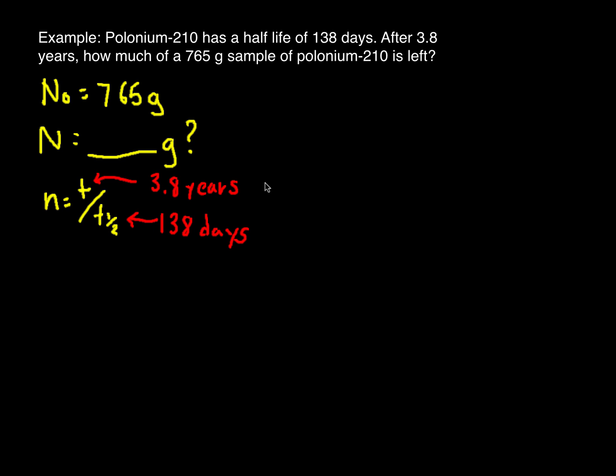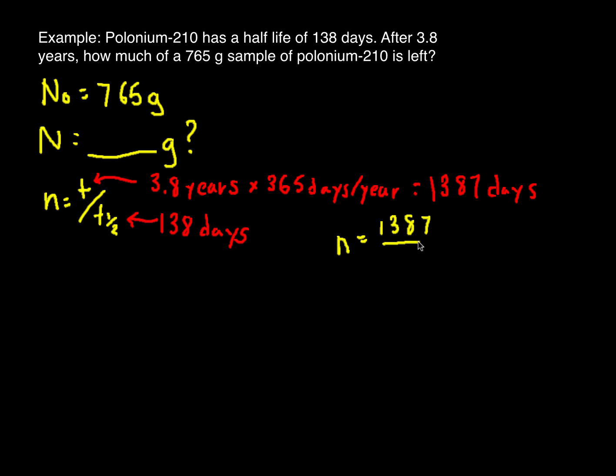To convert this into days, we multiply by 365 days in a year. This gives us 1,387 days. So small letter n equals 1,387 days divided by 138 days, which is 10.050724 half-lives have passed.